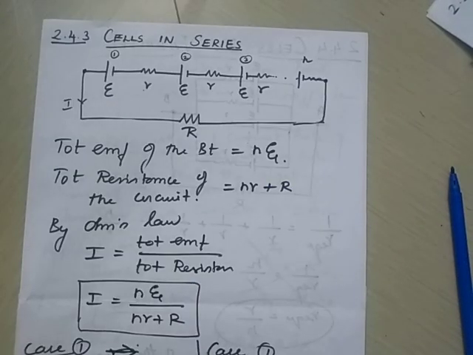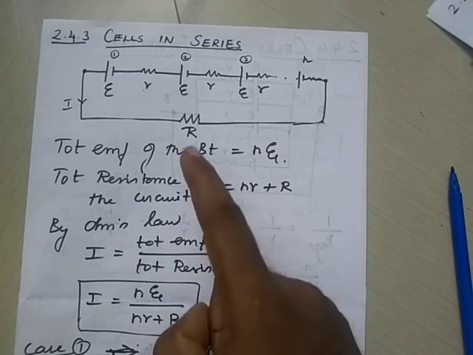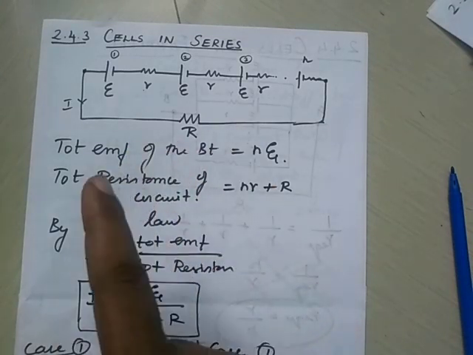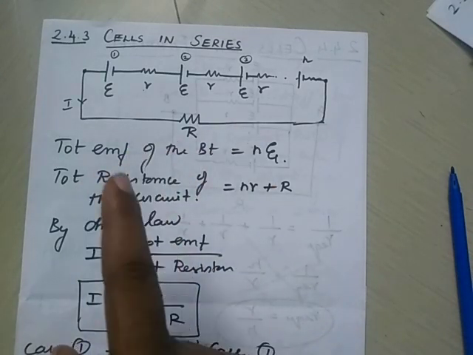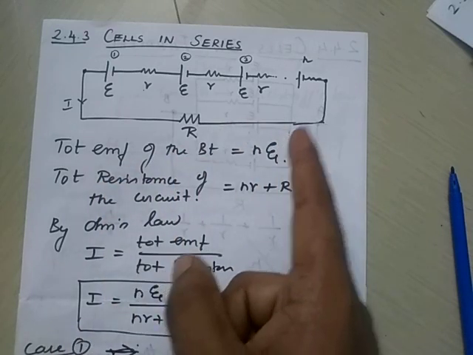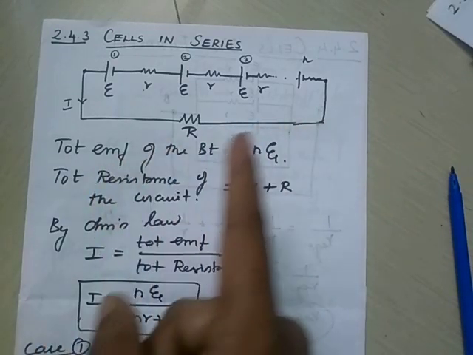Then cells in series and parallel. First we see cells in series. Here cells of the same EMF and the same internal resistance are connected one after another, then they are known as a series connection.